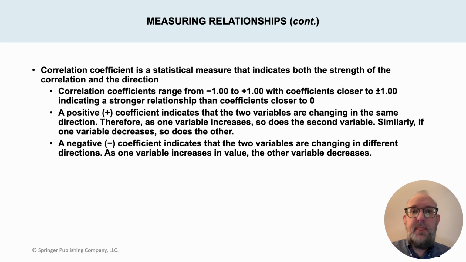Correlation coefficient is a statistical measure, again, that quantifies that relationship between the two variables. As I just referenced in the previous slide, it ranges from -1 to 1, where -1 indicates a perfect negative correlation, 0 indicates no correlation, and 1 indicates a perfect positive correlation.